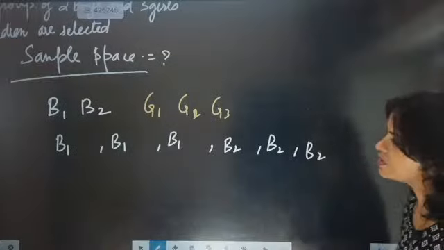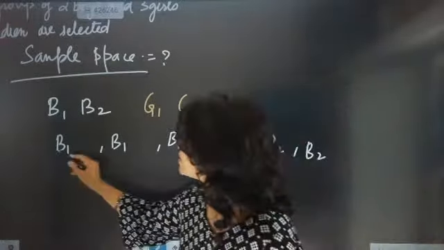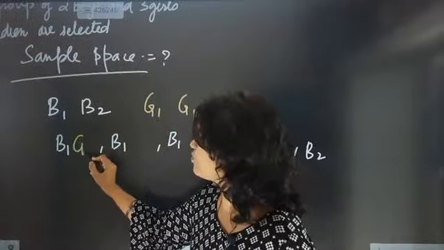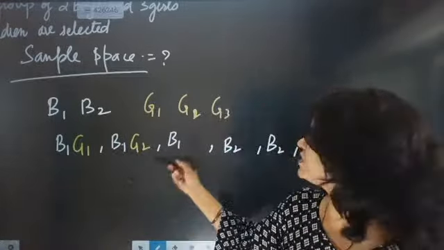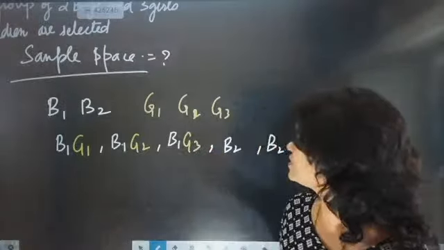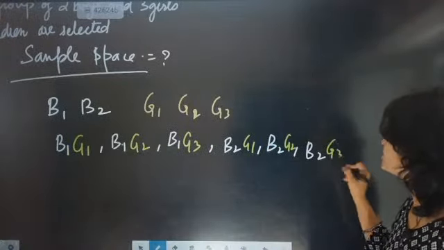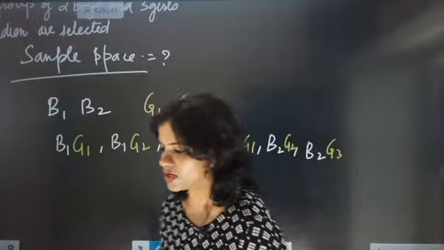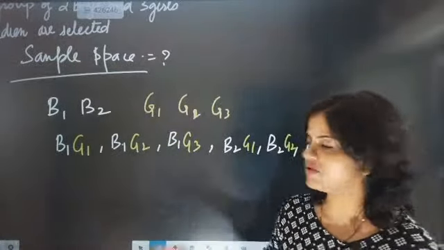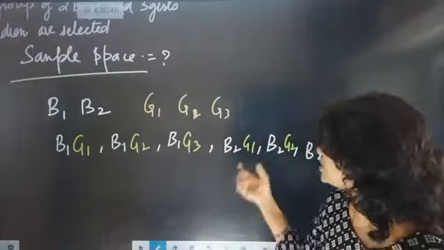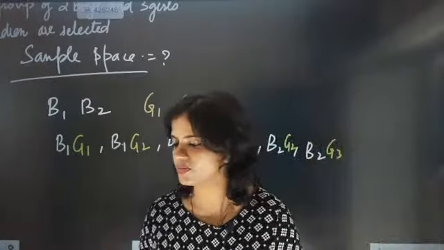So now how are we going to write it? I'm just going to use the same color. B1 with G1, so one boy, one girl. Now B1 with G2. This boy can be with another girl, and this boy can be with this girl. Then B2 with G1, B2 with G2, and B2 with G3. So these are all the possible outcomes. Very good, Dipankar, Kritika. These are all the possible: B1 G1, B1 G2, B1 G3, B2 G1, B2 G2, B2 G3.